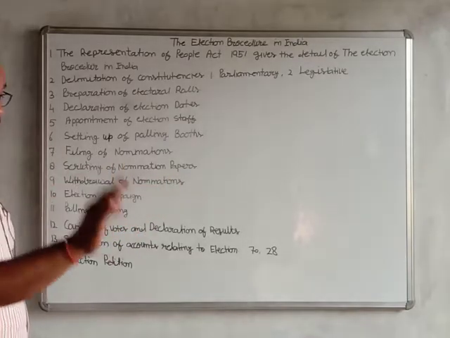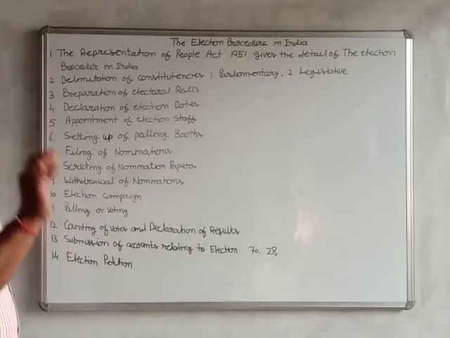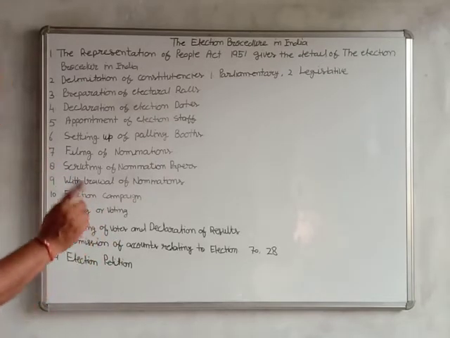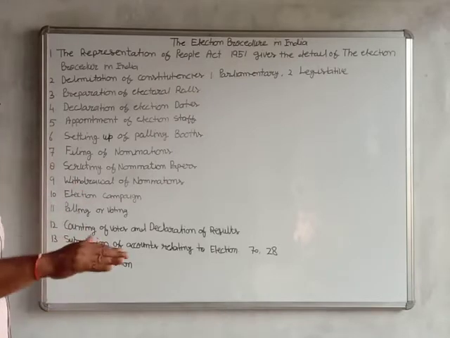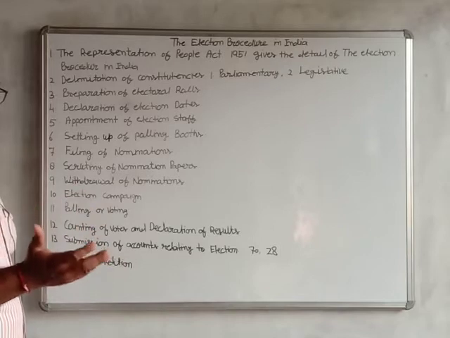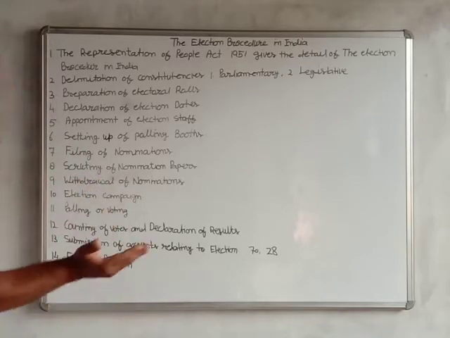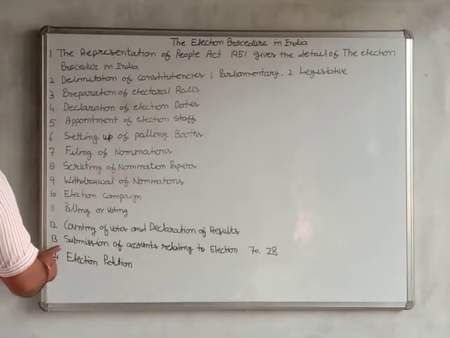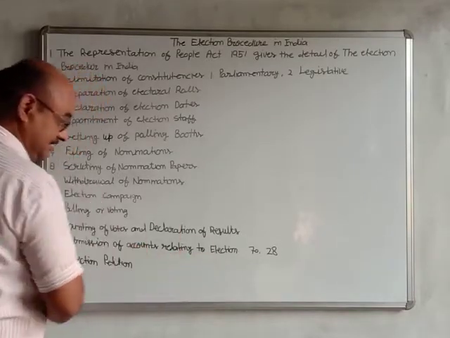Otherwise, courts, presidents, prime ministers and any other person cannot interfere in the work of the election, because if the election breaks, then the timely formation of the new government will break and it will not be good for the nation and progress. So step number 12, submission of the accounts relating to the election.